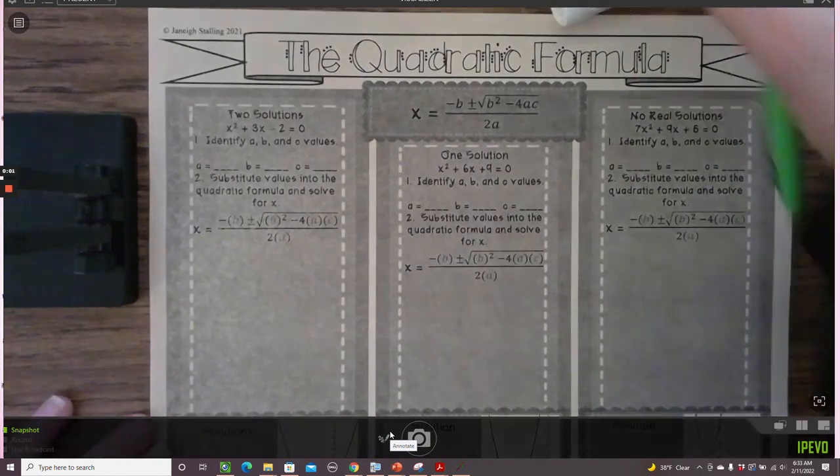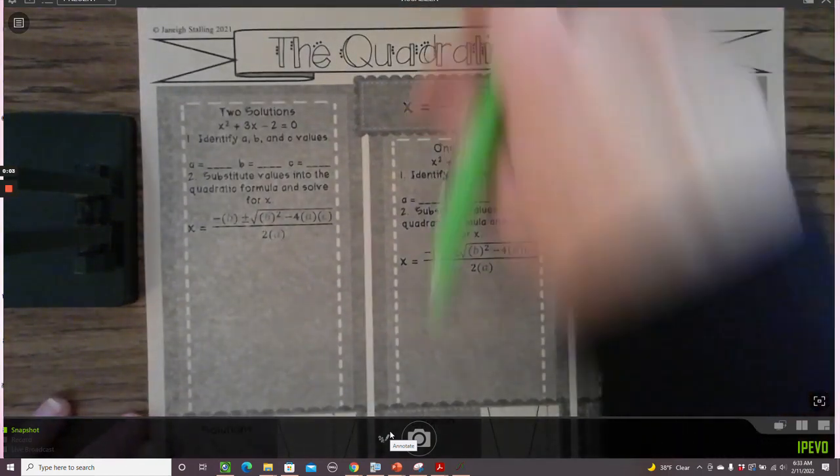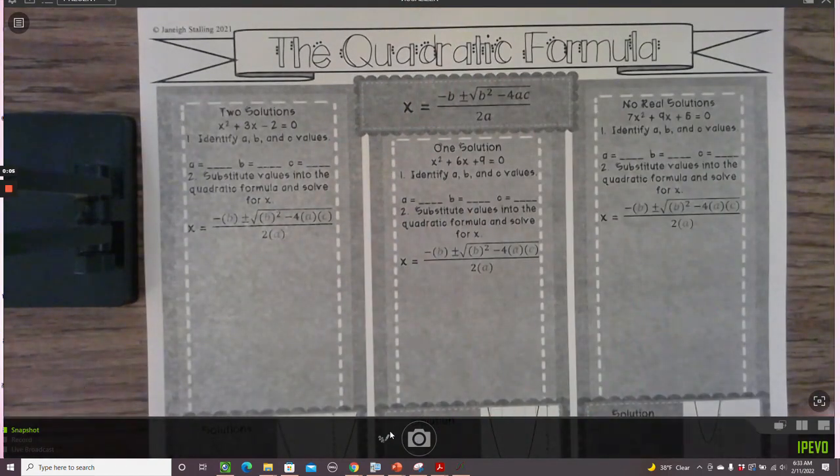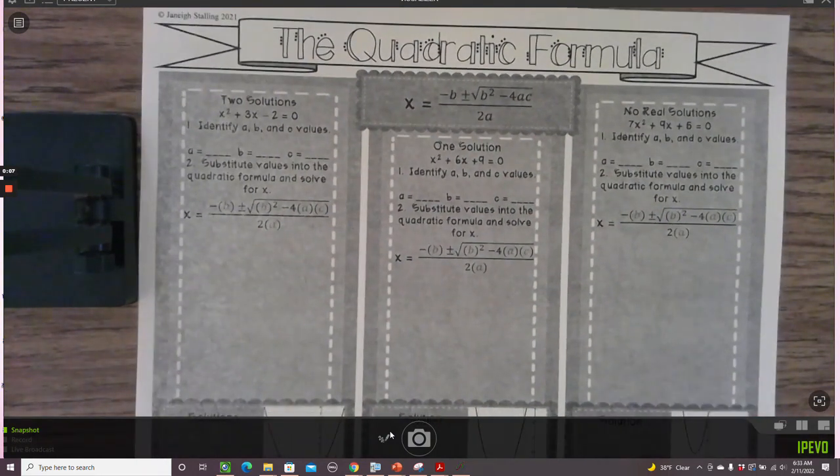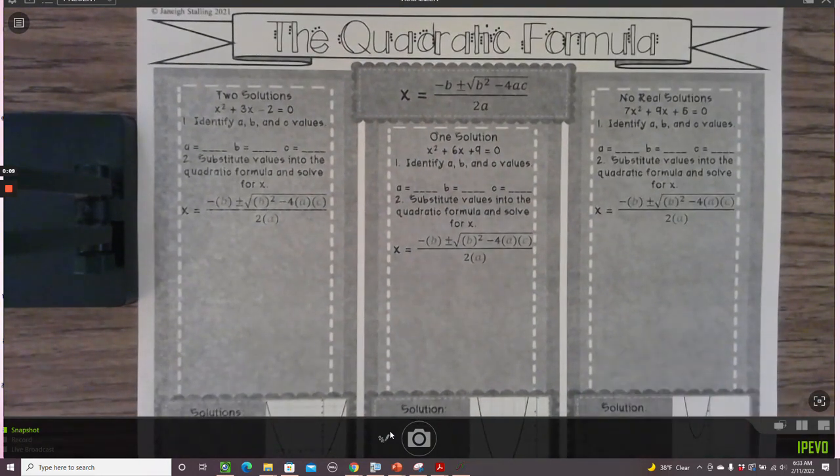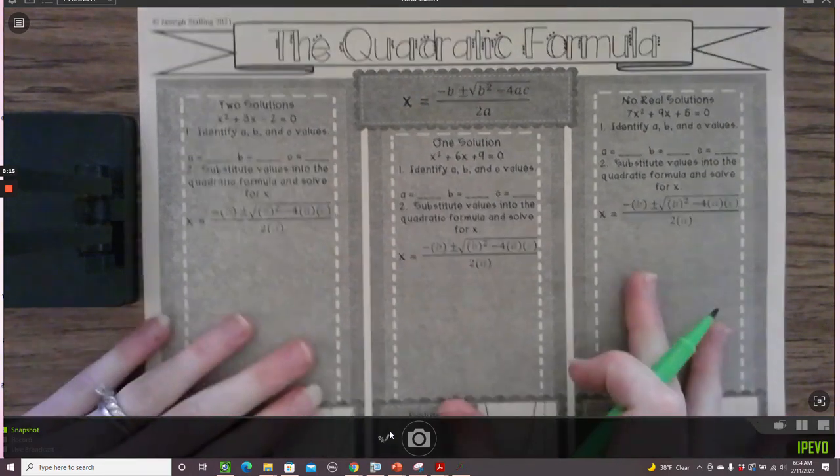This video is for the quadratic formula notes. So this is kind of the go-to solution for solving quadratic equations. This is an easy equation that you can use on any quadratic to solve it. And so our formula is here.